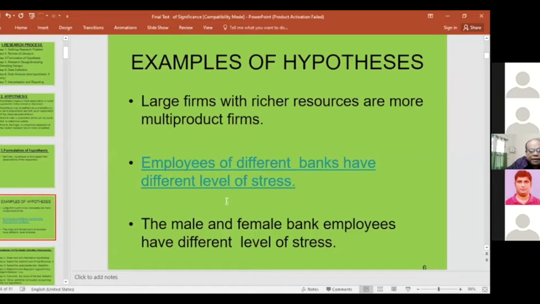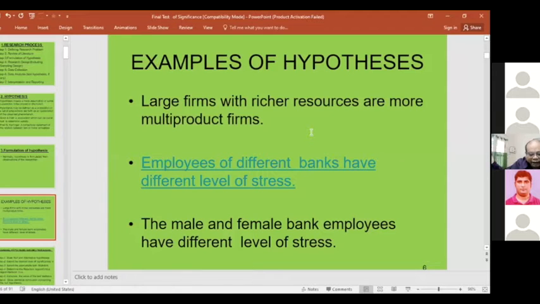Employees of different banks have different levels of stress. This we have done. You have different banks, and we test whether the levels of stress are the same or not. Here we calculate the mean score of stress of different banks, and then we apply the F test. When the sample groups are more than 2, you have to apply ANOVA. But ANOVA is for experimental research, though often we use it for survey research also. See, mean stress score of ICICI, of Punjab Bank, of UCO Bank. All these things are calculated.